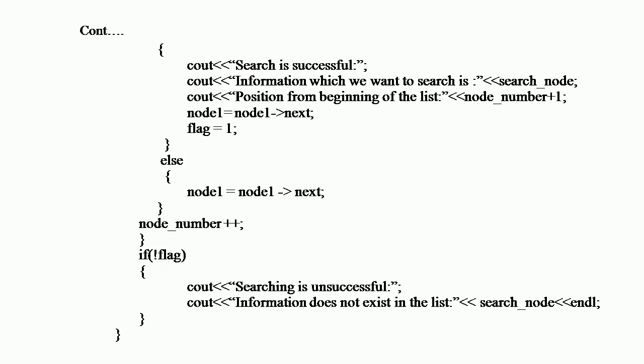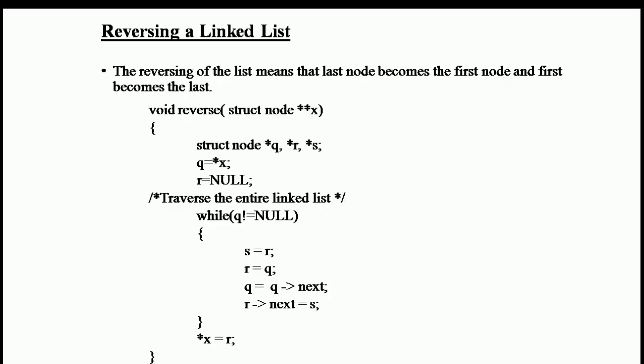Reversing list. The reversing of this list means that the last node becomes the first node and the first node becomes the last node. Reversing a list is very simple. What is the meaning of reversing a list? It is simple, guys. The last node becomes the first node and the first node becomes the last node.